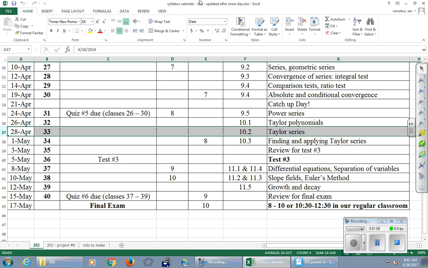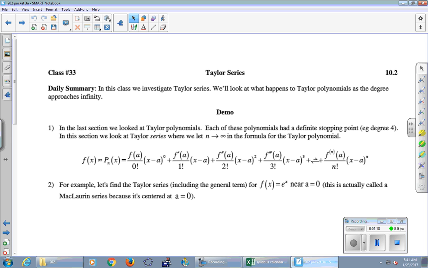Okay, then let's get started on page 54. In this class, we investigate Taylor series. We'll look at what happens to Taylor polynomials as the degree approaches infinity. So we saw this crazy formula last class. In fact, you should hopefully have believed this crazy formula was reasonable in your work last class, where we had a given function like e to the 2x, and we tried to approximate it with a polynomial by equating all the derivatives. And this is the formula that we end up with.